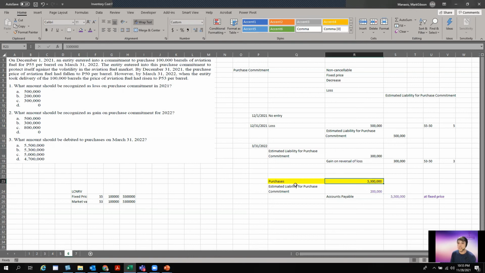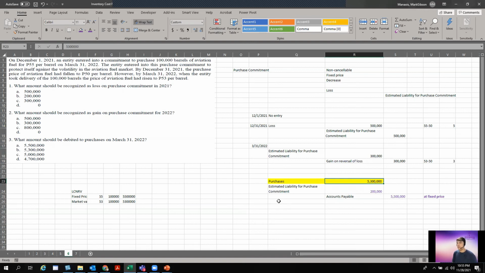Of course, the purchases would be 5.3 million. Actually, all you have to do is get the difference. So 5.5 million less 200,000. So that's 5.3 million pesos. So ngayon, pwede na natin sagutin yung requirements 1 to 3.